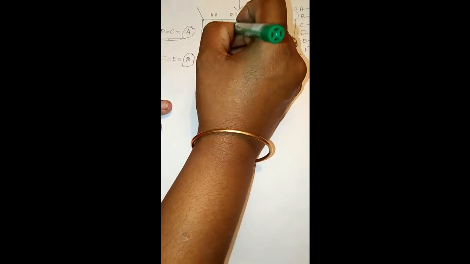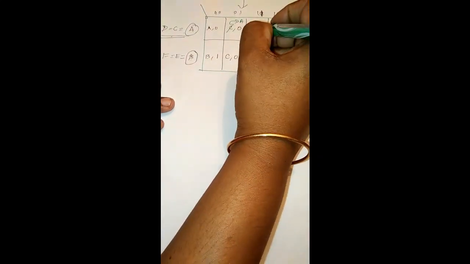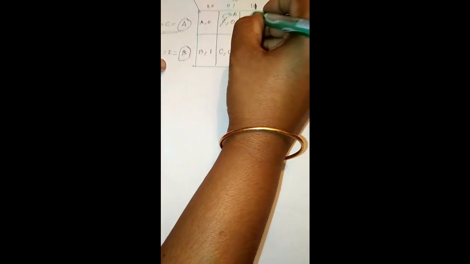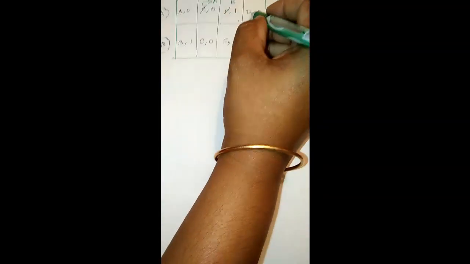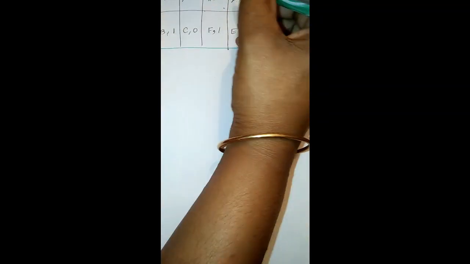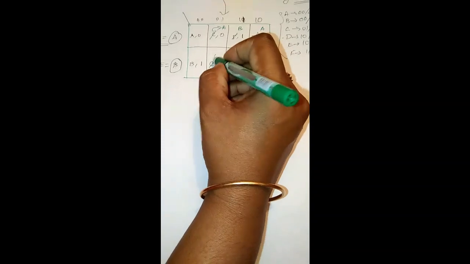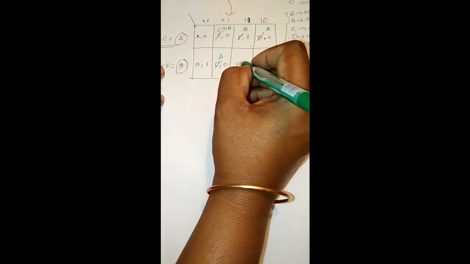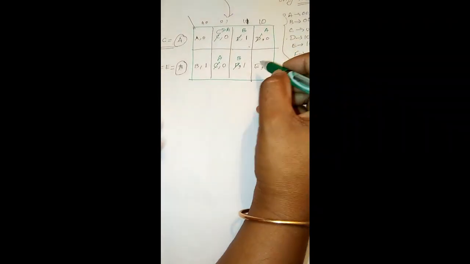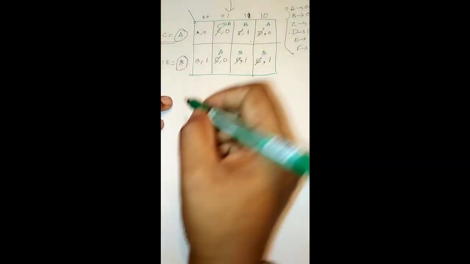So wherever you have C, I can just name it as A, and F belongs to B, so I can write it as B here. D belongs to A, so I can write here A, and C belongs to A, I can write A here. F belongs to B triangle, so I can write B here. E belongs to B triangle, so I can write B here.